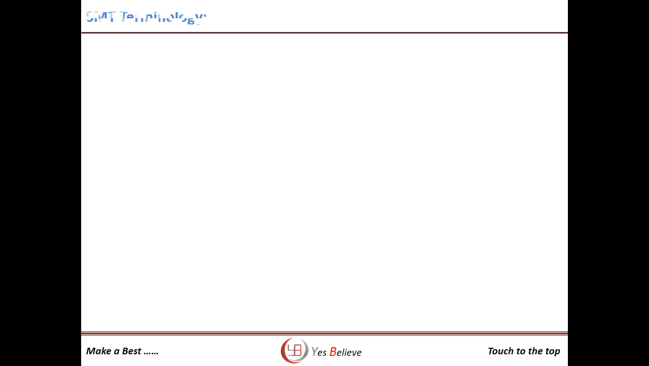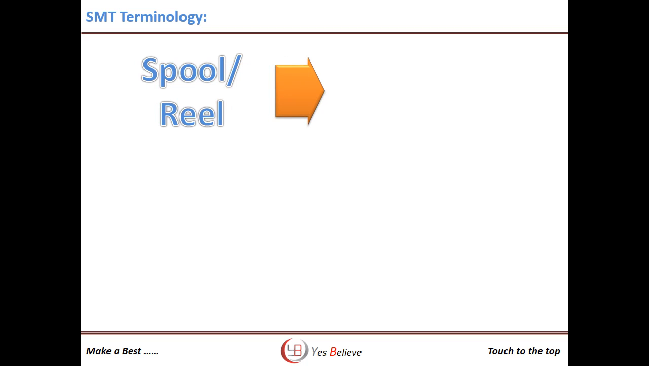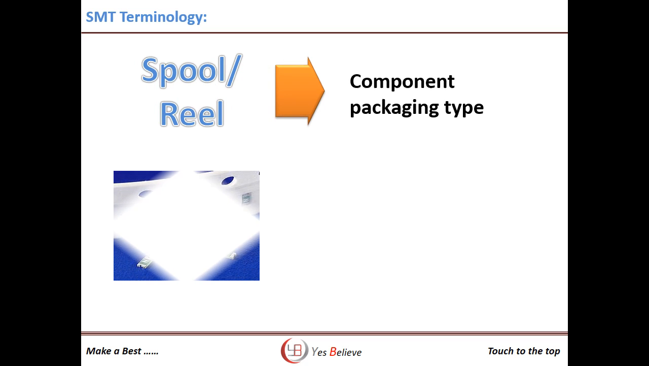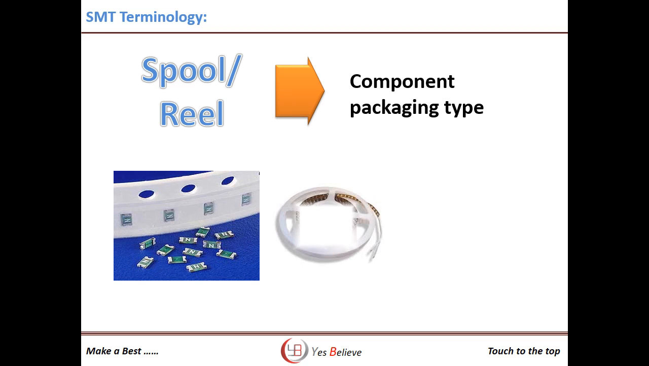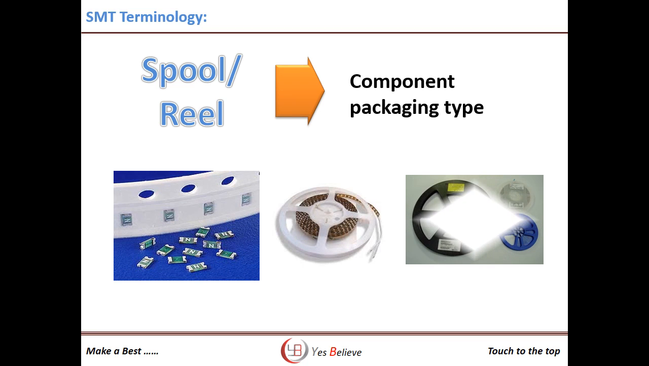The chip as well as A-class components are supplied to the pick-and-place machine in the form of spool, stick, tray, etc. Spool or reel is one of the component packaging types. To know more about the packaging types, watch our SMT Materials chapter.